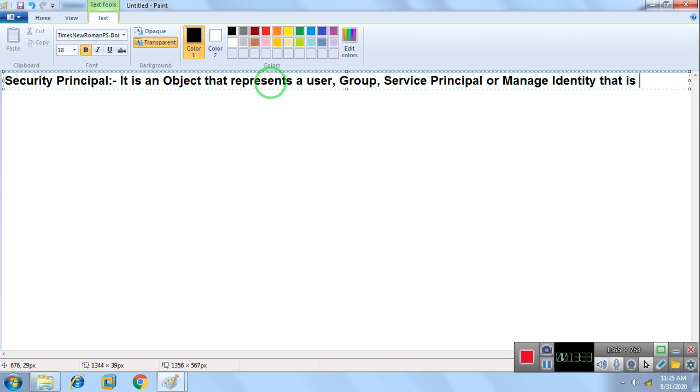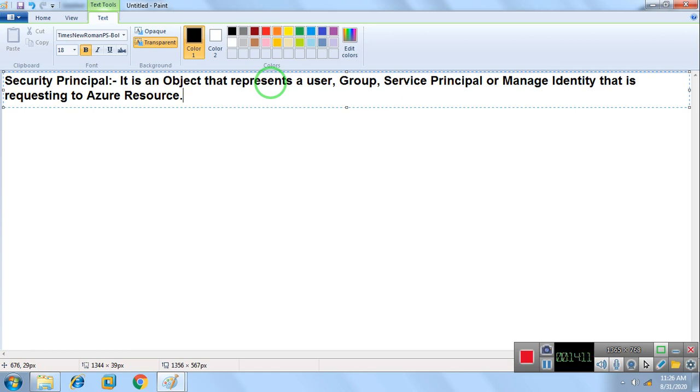That is requesting access to an Azure resource. So with the help of the security principle, it identifies who the person is who accesses the resource, whether it's a user, a group, a service principal, or a managed entity. So what is the entity we are using right now to access the Azure resource? Whether it's a group, a user, a service principal or a managed entity, anything.